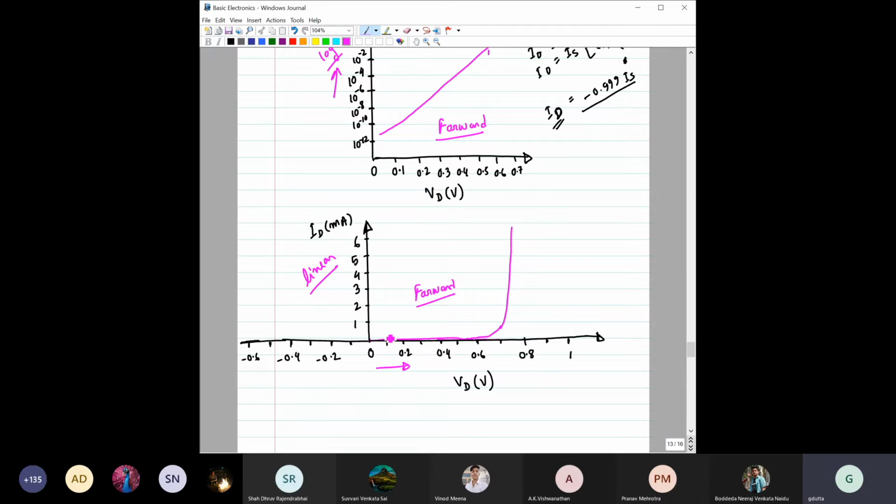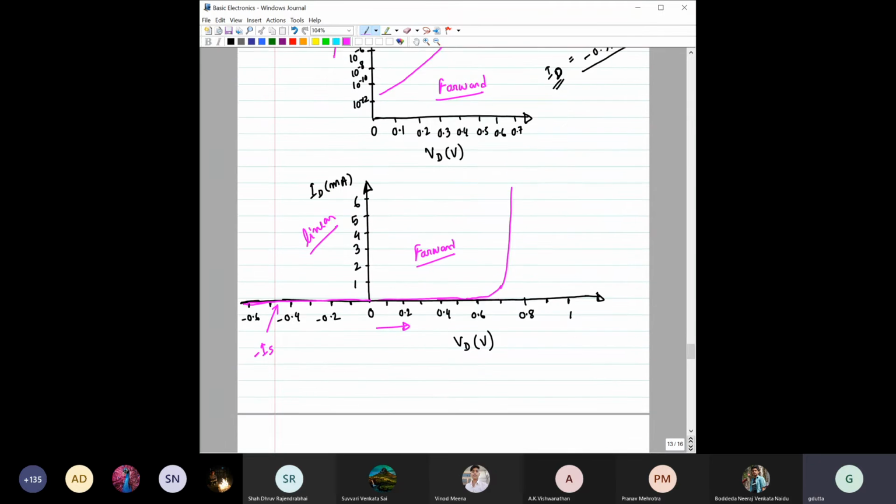So if I have to plot the same thing here, then probably it will look in this way, right? In the reverse bias, the current is constant, and that constant value is equal to IS only. I should say minus IS, because it has a negative value, right?